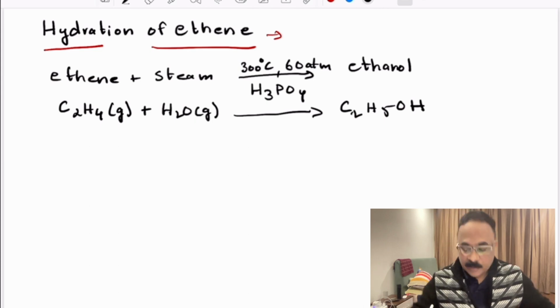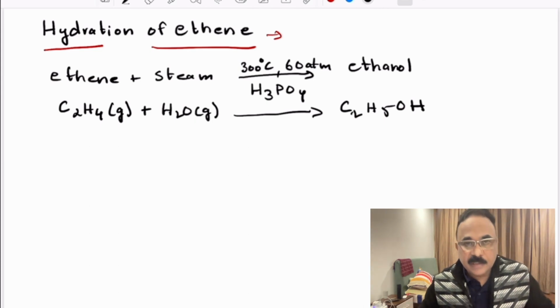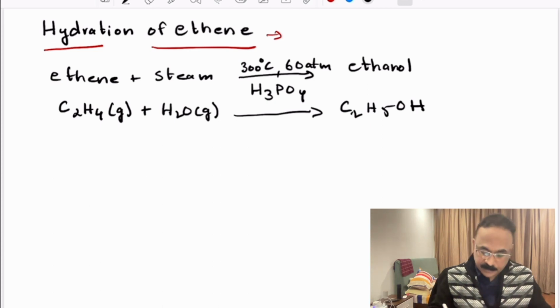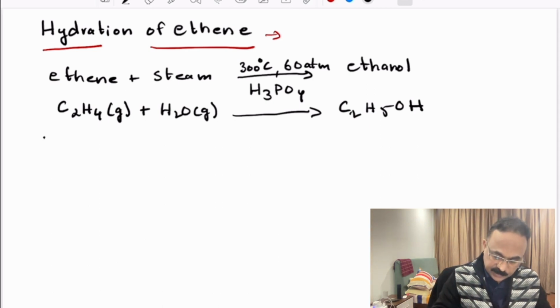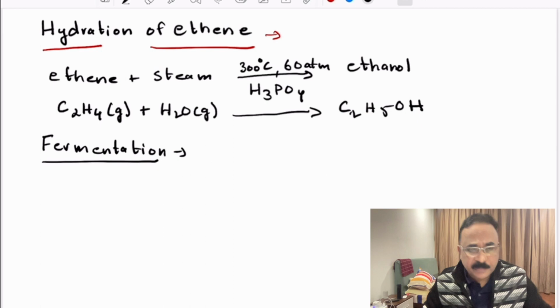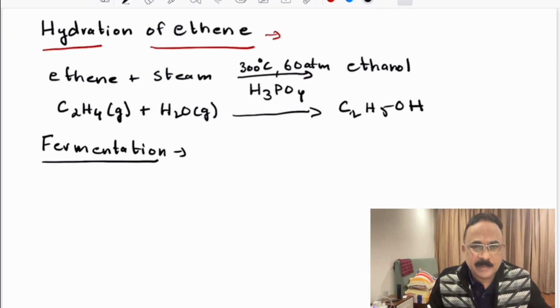Now let's study how to prepare ethanol by fermentation. So let's first write down the spelling of fermentation. Fermentation. So what is fermentation? Fermentation over here is an anaerobic process. That means it takes place under a condition where there is no air or oxygen available.